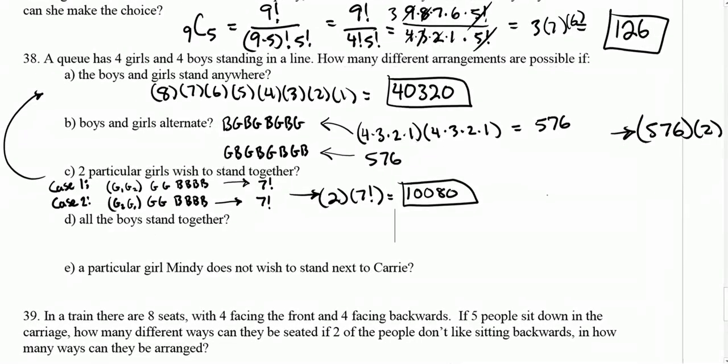Part D, next, all boys are standing together. So we can visualize it kind of like part C, but we got all the boys standing together. So we got all 4 boys. So say boy 1, boy 2, boy 3, boy 4, and then we have 4 girls.